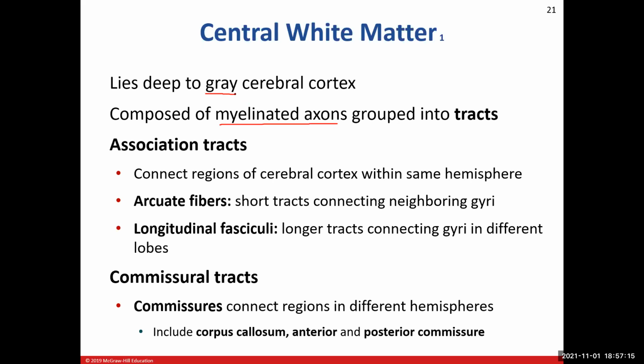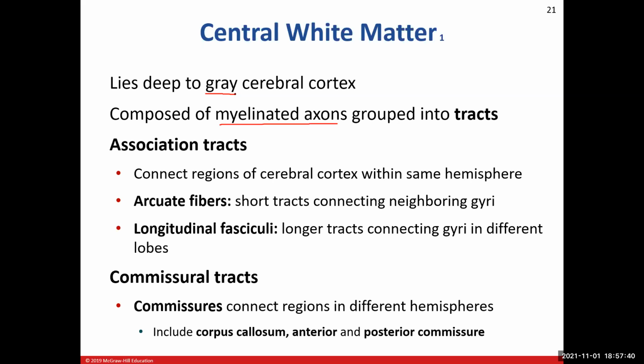All right, so when you're looking at a brain you just pulled out of the cadaver, and you're holding it in your hands, you're looking primarily, if we're looking at the cerebrum, at the gray matter. And then just deep to that will be our white matter. So we're going to talk about these three different types of tracts of white matter: association tracts, commissural tracts, and projection tracts.